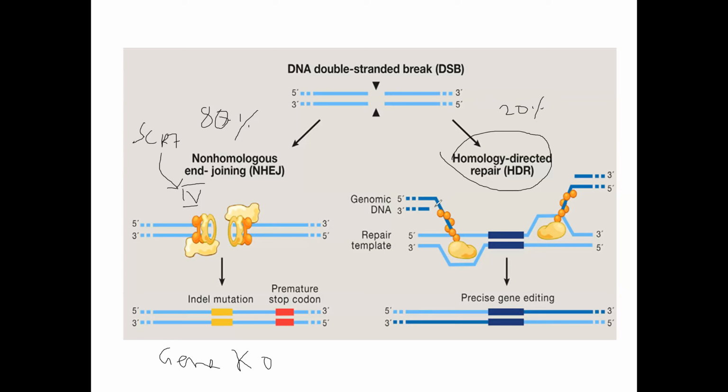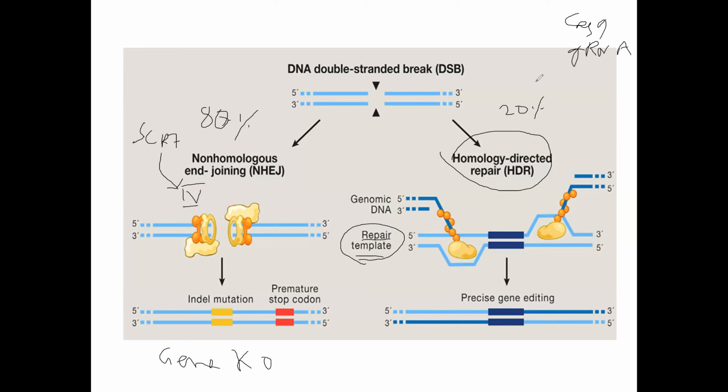Okay. So now in homology directed repair, you add a third component that is called the repair template. If you take the normal CRISPR, you have Cas9 and you have guide RNA. These are the two elements. But when you want to do a specific or precise repair, or when you want to do a gene knock-in of a gene, then you need to have a repair template.